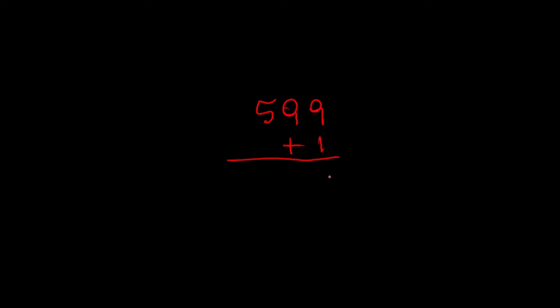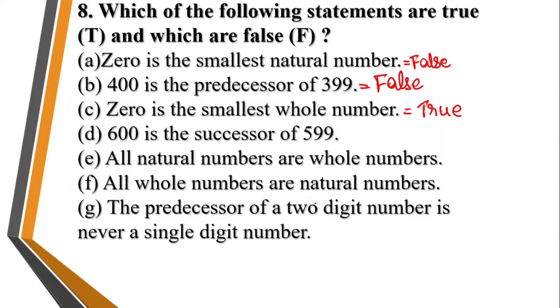Now 9 plus 1 is 10. So 0, and 1 carry over. And 1 plus 9 is 10 again. So 0, and 1 carry over. And 1 plus 5 is 6. So we will get 600. So 599 plus 1 is 600. Why are we doing plus 1? To find the successor. So we can say 600 is the successor of 599. So this statement is true, because 600 is the successor of 599, right? Now the next statement which we have is: all natural numbers are whole numbers.